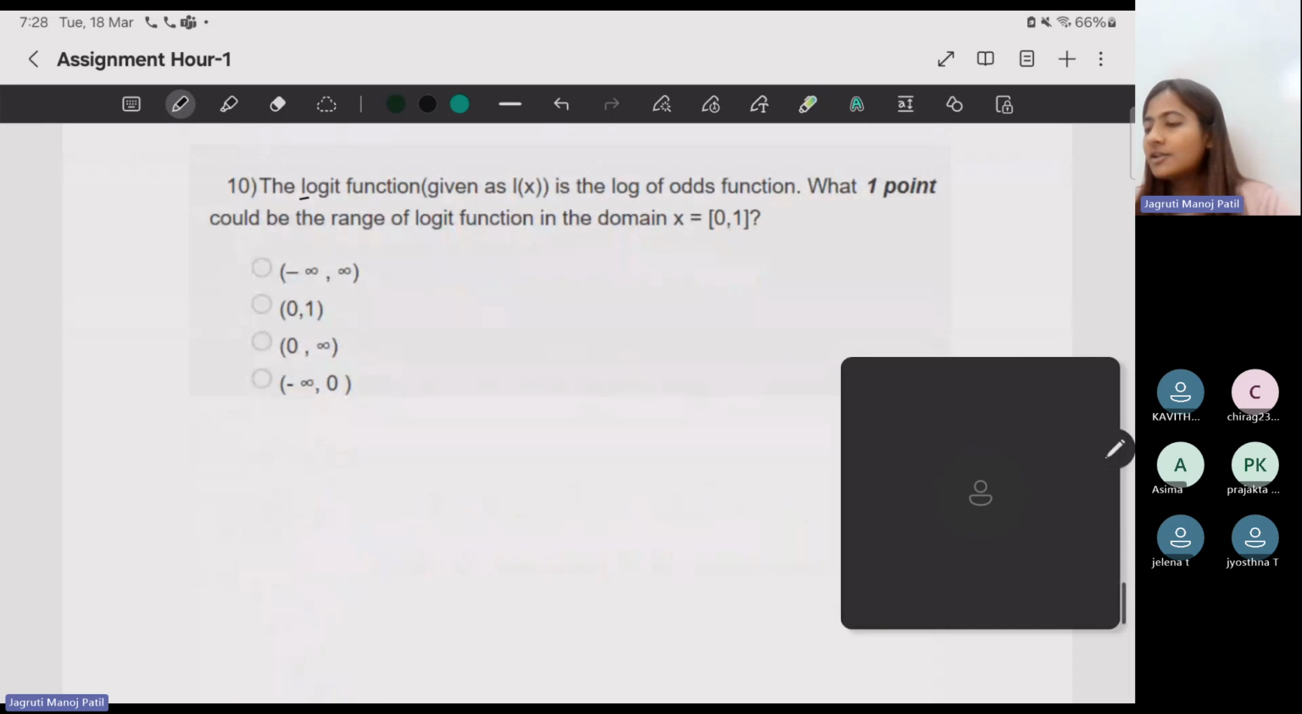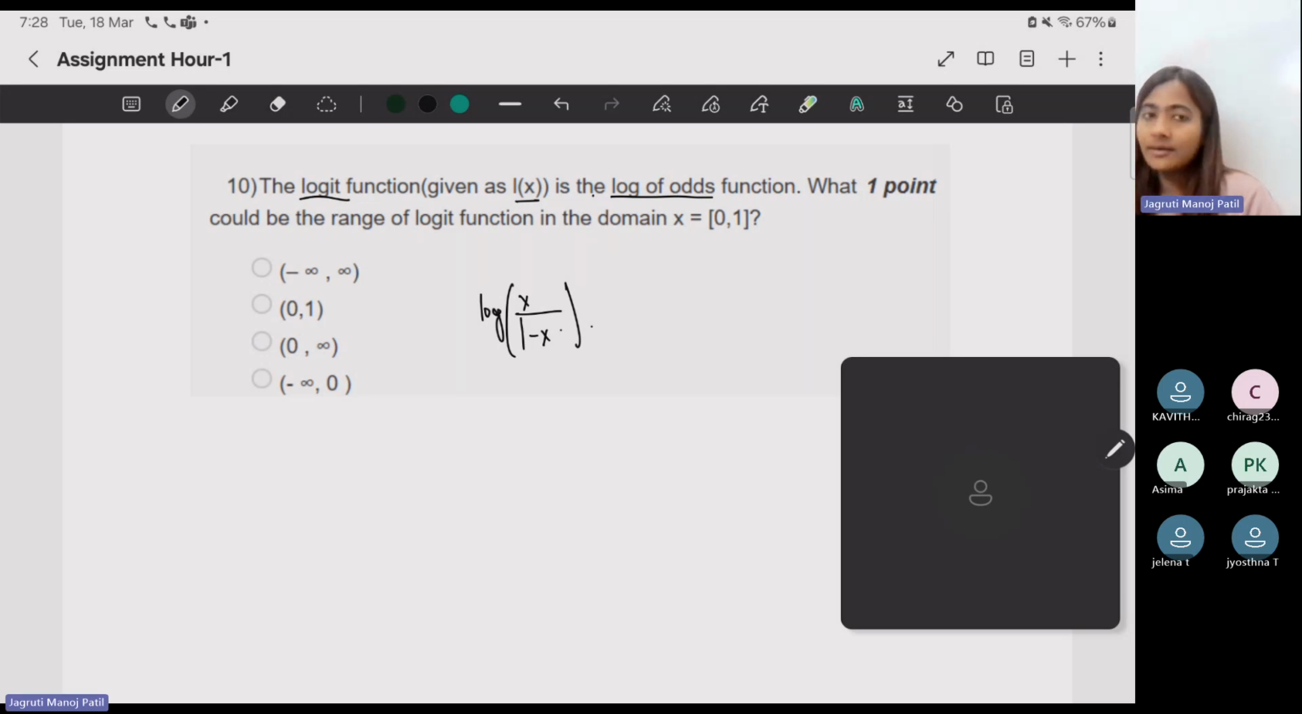Next, there's a logit function, which they define as L of x, the log of the odds function. Now, what could be the range of this logit function in the domain where it's only lying between 0 and 1? This logit function is similar to the sigmoid function, defined as log of x by 1 minus x. Where the sigmoid function returned values between 0 and 1, this function will map the opposite of it.